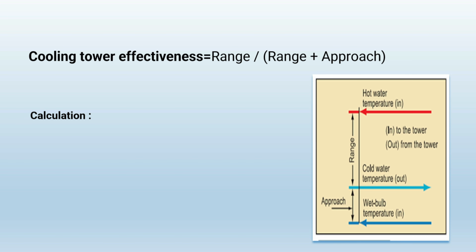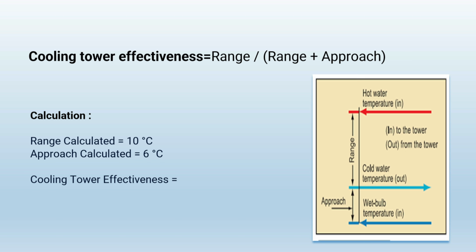Here we will discuss how to calculate the cooling tower effectiveness or efficiency. So cooling tower effectiveness is equal to range divided by range plus approach. Here is the calculation. If range is 10 degrees Celsius and approach is 6 degrees Celsius, as we have already calculated, then cooling tower effectiveness will be 10 divided by 10 plus 6, which is equal to 62.5%.